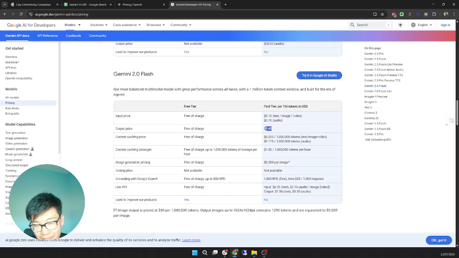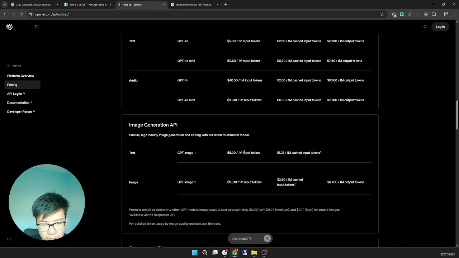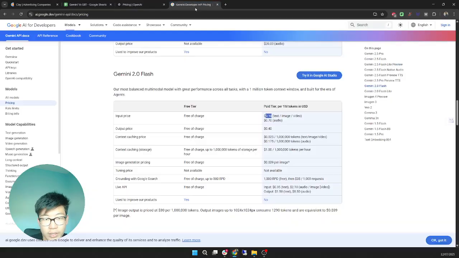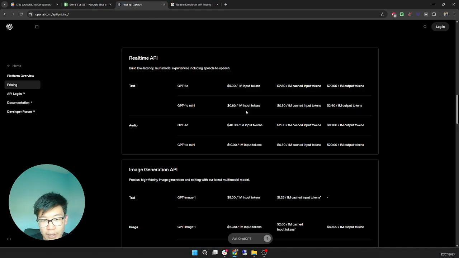4.0 is 60 cents for output and, I think, 20 cents per input. Sorry, 60 cents per input. Wait, 240 per GPT 4.0 mini. So it's 240 per output token. Sorry, I got the pricing way wrong. So it's 40 cents and then 10 cents on this side. And here it's 60 cents.